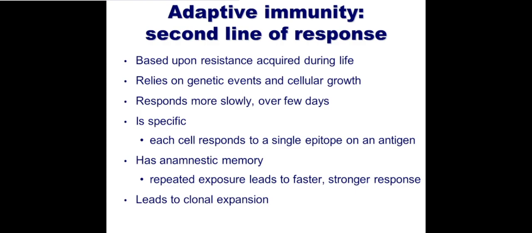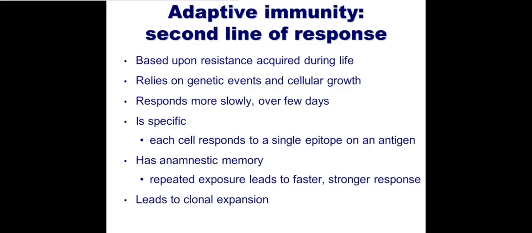Okay. Now, adaptive immunity. Adaptive immunity is the second line of response. When innate immunity does not respond against the pathogen, then this acquired immunity will develop its response, and this is called the second line of response, based upon resistance acquired during life. Resistance acquired during life means this type of immunity is developed after birth or during the lifespan.